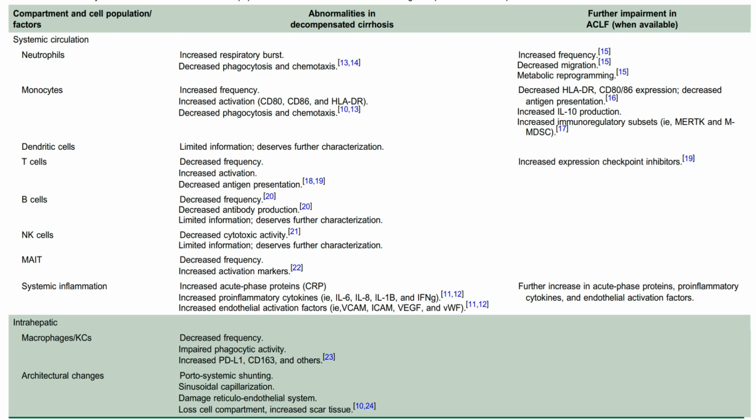B cells, NK cells, and mast cells: decreased activity or frequency. Systemic inflammation: elevated acute phase proteins and cytokines, which worsen in ACLF. Intrahepatic changes: Kupffer cells show decreased phagocytic function, and architectural changes impair immune surveillance further. This illustrates the progressive immune dysfunction from cirrhosis to ACLF, increasing infection risk.